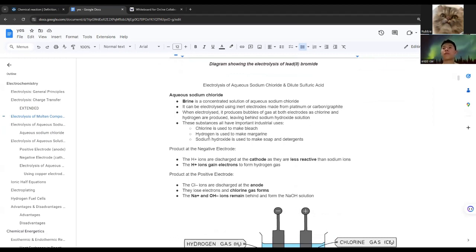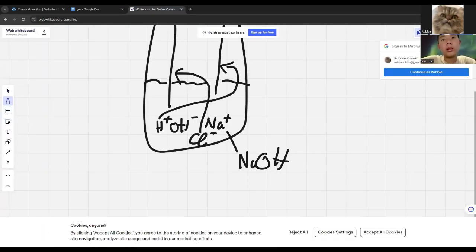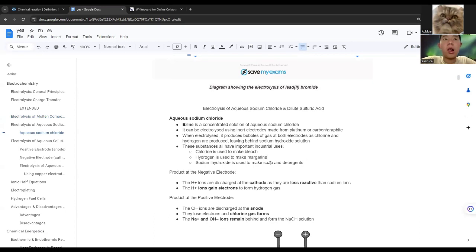When electrolyzed, it produces bubbles of gas at both electrodes. Chlorine and hydrogen are produced, leaving behind sodium hydroxide. And then there are the industrial uses: chlorine to make bleach, hydrogen to make margarine, sodium hydroxide to make soap and detergent.